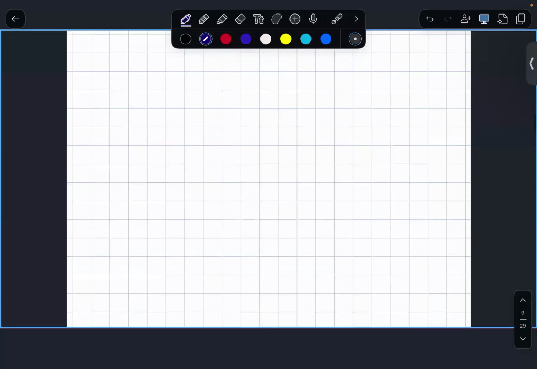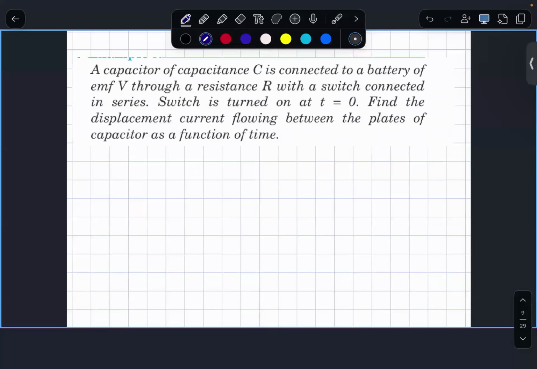And the last. Capacitor of capacitance C is connected to a battery of EMF V through a resistor R with a switch connected in series. I don't care about all these things. What is the current in this? It is the growth of charge case current expression, t by RC. Yes or no? Boys and girls. The displacement current is the same as I. You are not asking for any special area, etc. That is the displacement current.